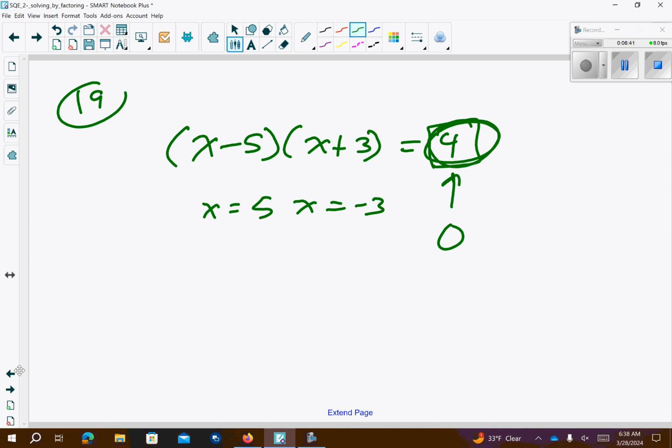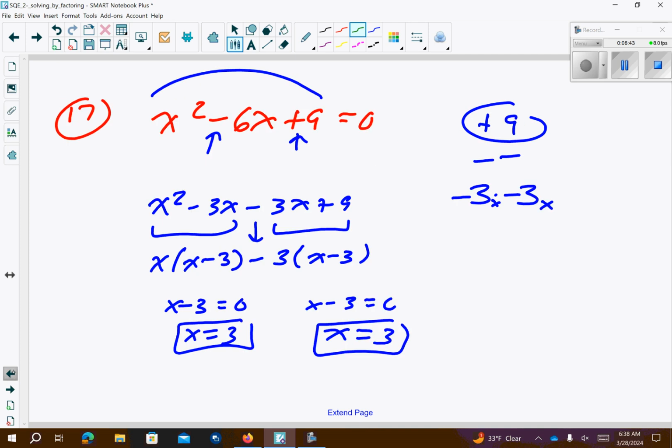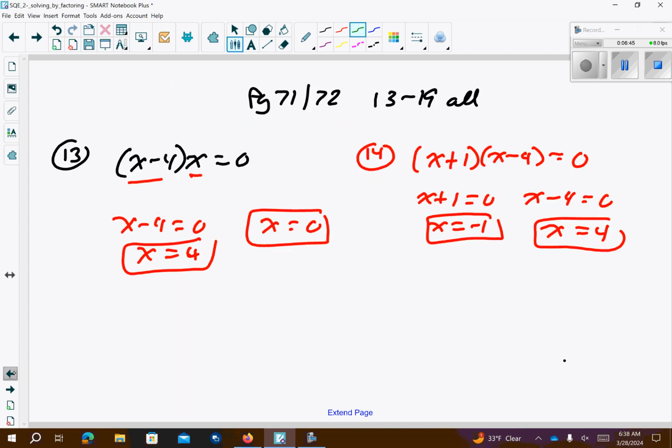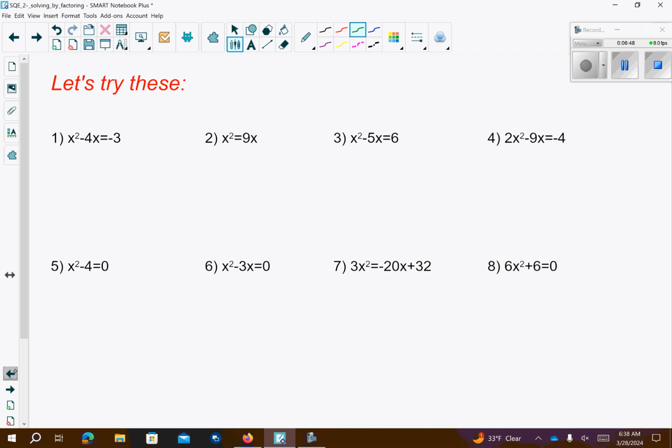Okay, we're going to be on page 73. Let me get to it. There we go. So I just have these 8 problems to work on. So a couple things. We are going to solve these like we had been doing.